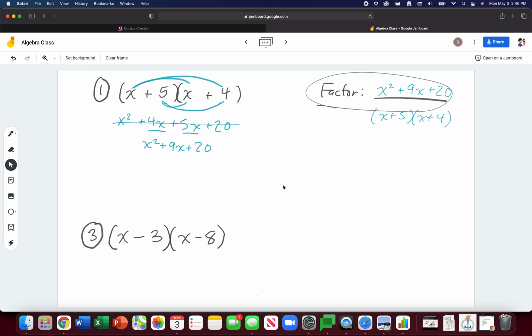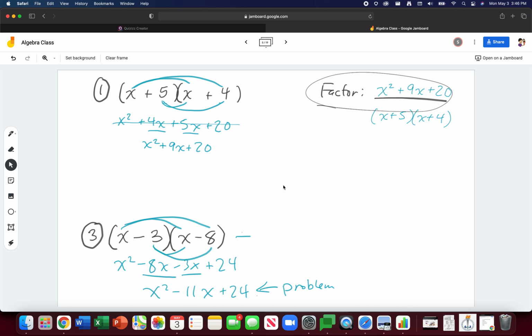Okay, so this time I'm going to say, this is going to be x squared minus 8x, minus 3x, and then negative times negative is positive 24. So this is going to become x squared minus 11x plus 24. Okay, so here's my problem, and here are my answers. So x squared minus 11x plus 24.